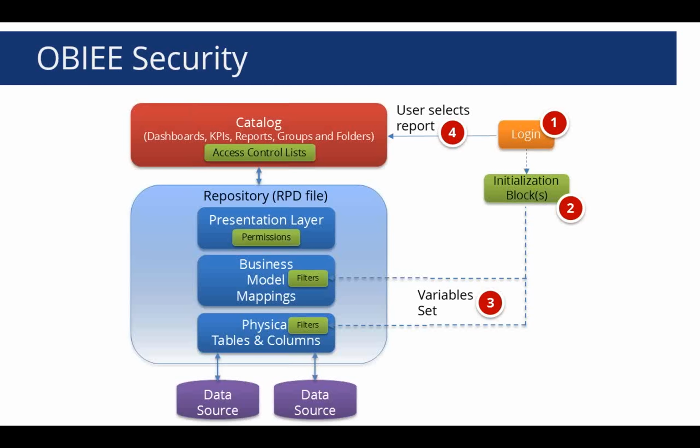The key point I want to draw your attention to is that the presentation layer is where you can create permissions, and then outside the RPD file, in the web catalog itself, is where the access control lists are defined. So when the user logs on, transparently to them, initialization blocks fire and variables are set. They just see what reports they have access to, and all of that is determined by the access control list as defined within the catalog.